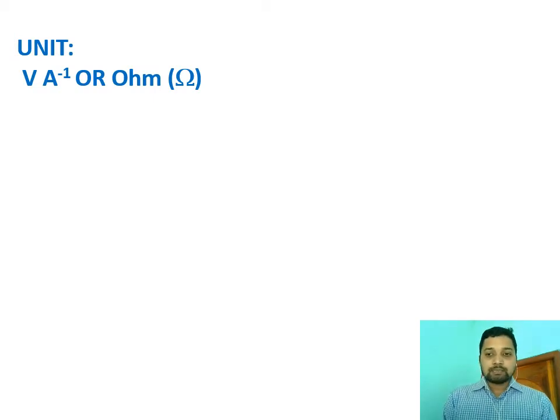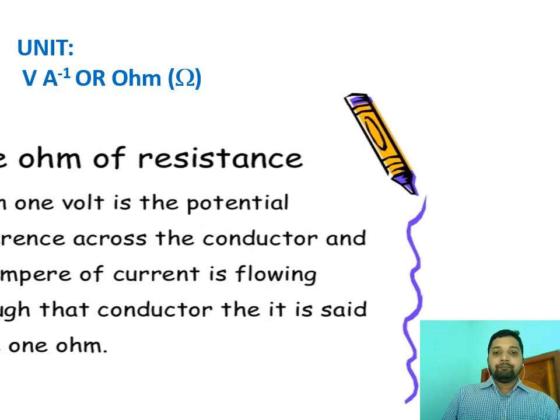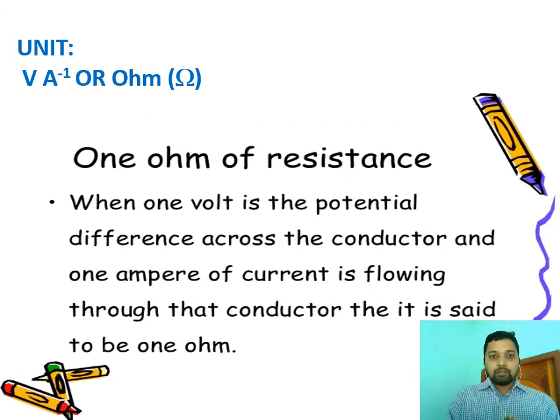This resistance again depends upon some factors. First, let us define 1 ohm. 1 ohm can be defined as: when the potential difference between two terminals in a circuit is 1 volt and 1 ampere of current is flowing through it, the resistance is said to be 1 ohm. Means when 1 volt is the potential difference and 1 ampere of current is flowing through it, then we can say the resistance is 1 ohm.